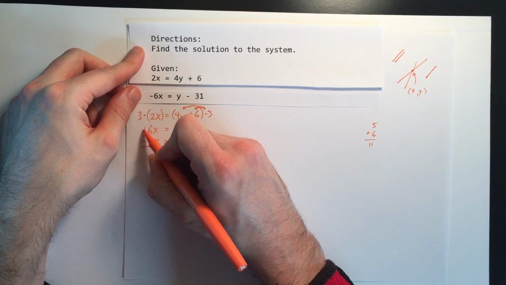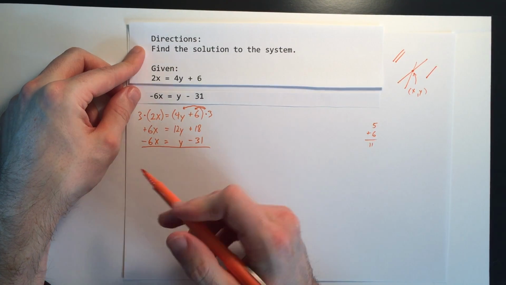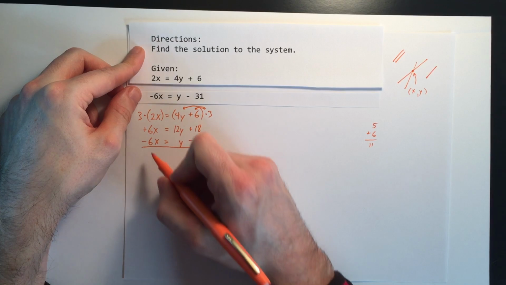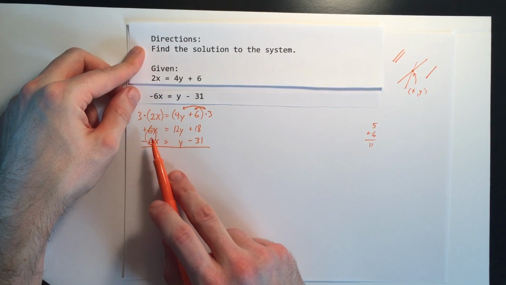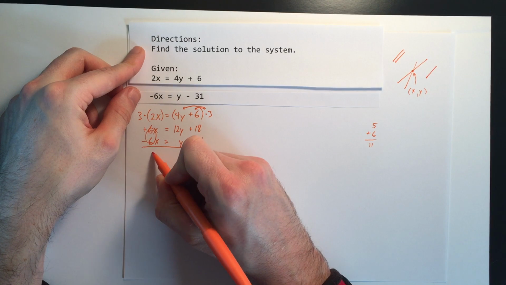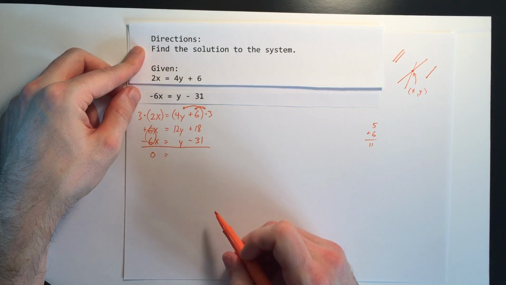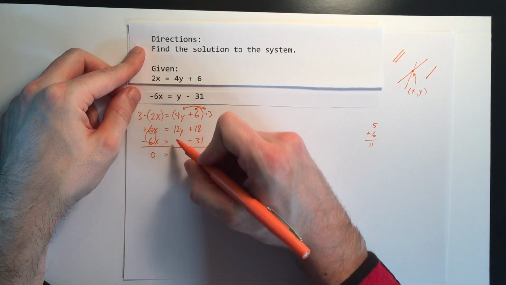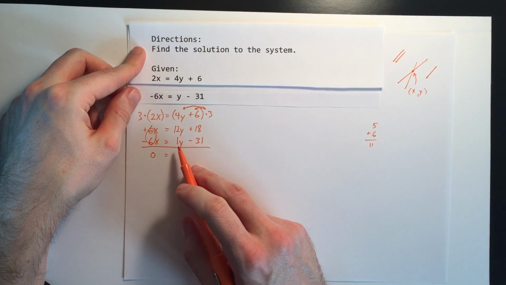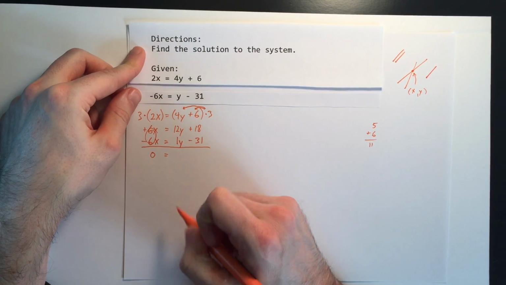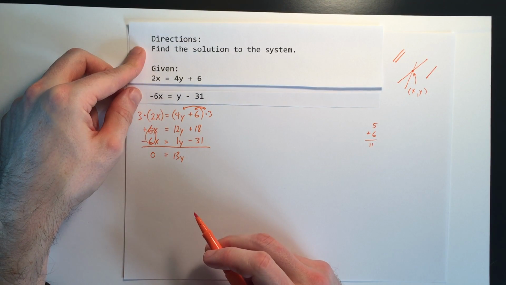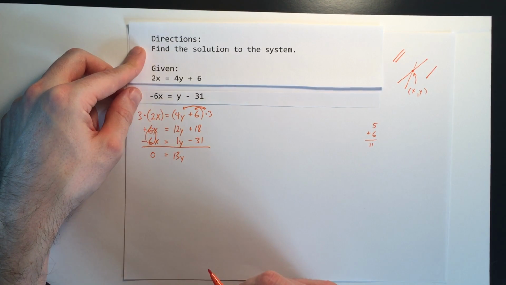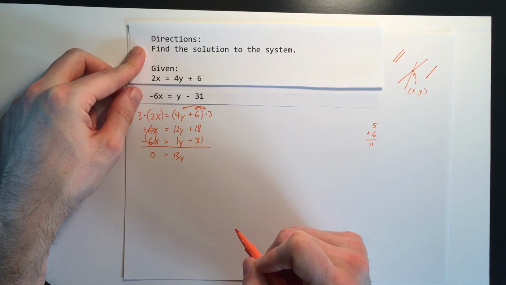Positive 6x, remember, if you don't see a sign, it's a plus, and a negative 6x, that makes 0. And that was the reason that we did this work up here, so that we would get a 0 when we added the x's together. Now, a positive 12y and a positive 1, remember, if you don't see a number, it's a 1, positive 1 specifically, would make a positive 13y. And a positive 18 and a negative 31 is a negative 13.